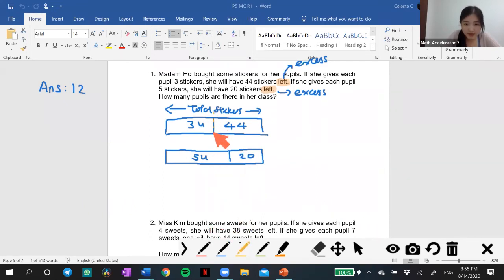So same thing, identify. How do I find how many units is how many stickers? So look at this. If this is 3 units, this will be 2 units. So they will make up the 5 units at the bottom here. So with this, you can find out what is 2 units. 44 minus 20.